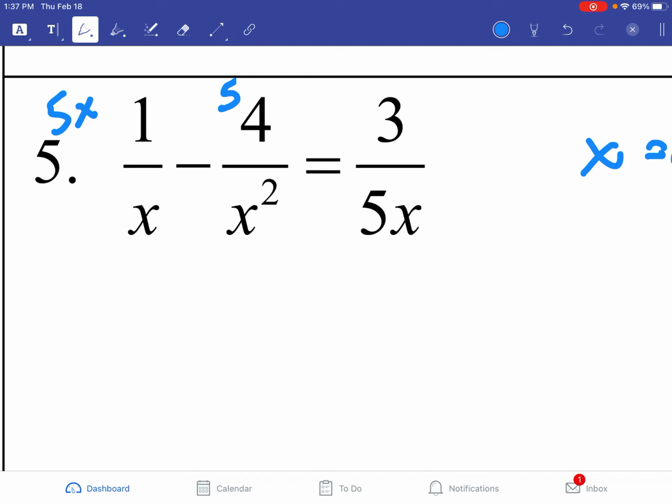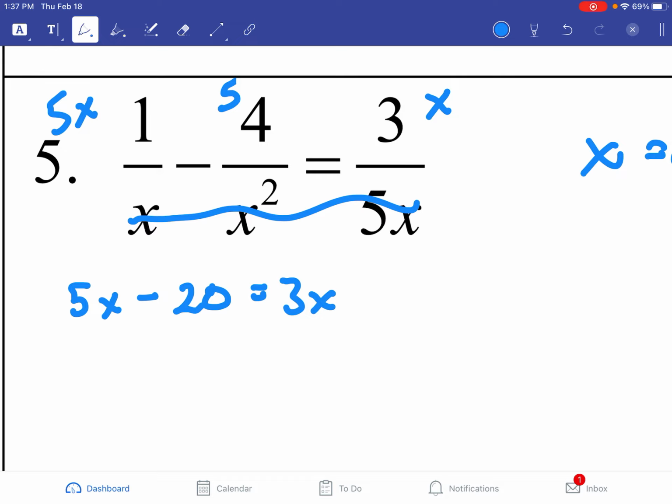All right, and the last one has 5, but only has 1x, so it's missing 1x to give it x squared. So you can see the least common denominator for this problem would be 5x squared. All right, now we're going to just get rid of our denominators altogether. So we have 5x times 1, which is just 5x, minus 5 times 4, which is 20, equals 3 times x.